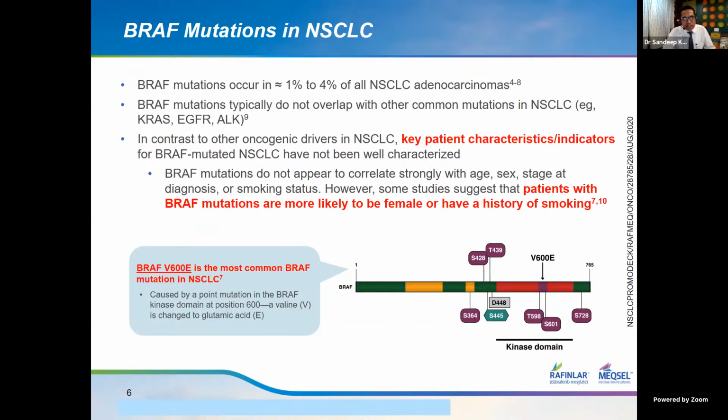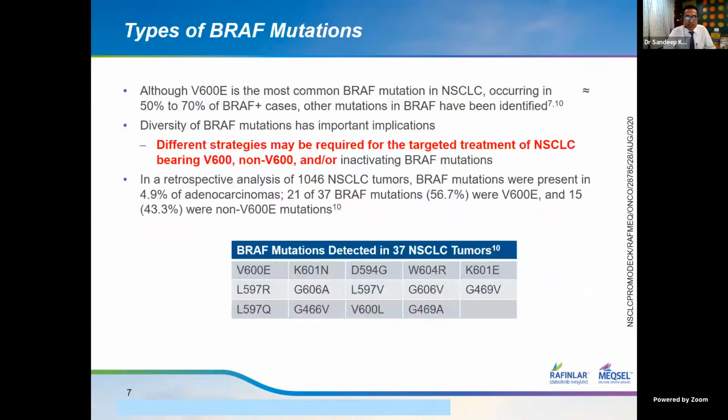So BRAF V600E is the most common driver mutation amongst the BRAF mutations. There are BRAF V600E as well as non-V600E mutations. So there are different types of mutations and different strategies. We need to look for different strategies for dealing with these kinds of mutations, because different strategies are required for treatment of NSCLC, whether it is V600E or non-V600E.